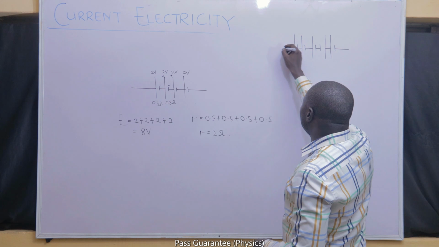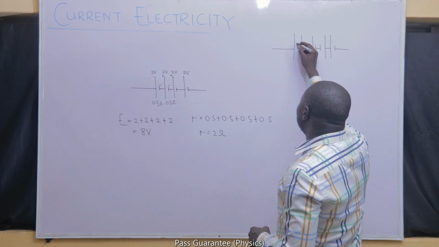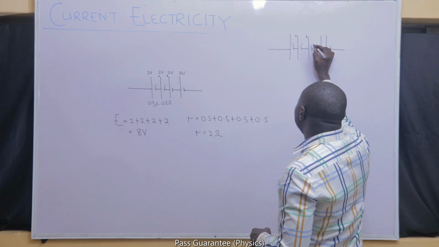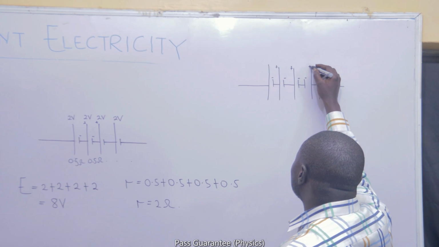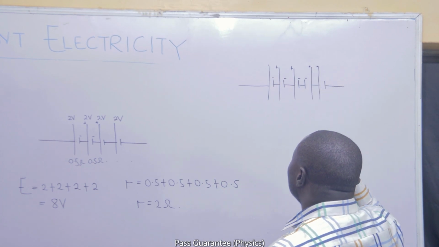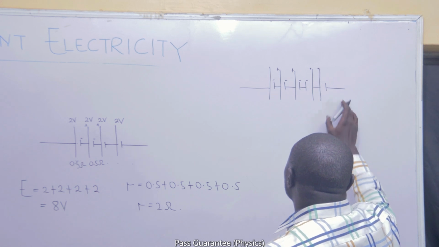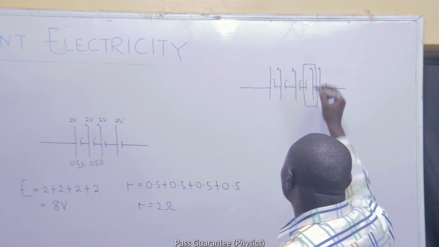Look at this expression. I said cells are connected correctly in series when the negative of one leads to the positive of the other. Here, the negative of one is leading to the negative of another, and the positive is leading to the positive. So upon closer observation, you will discover that this particular cell in the middle seems to have been connected wrongly.